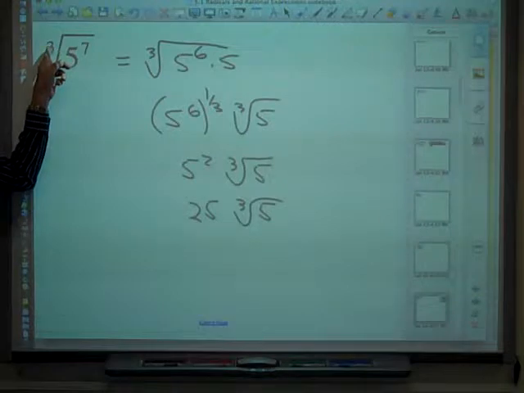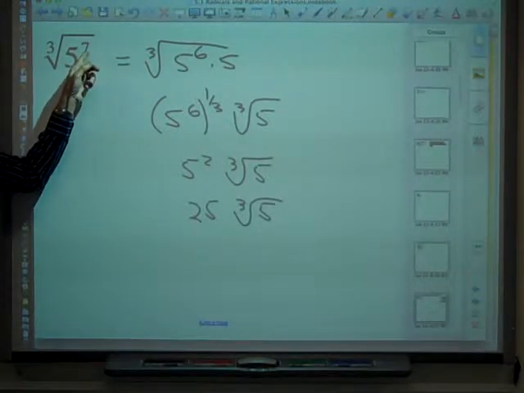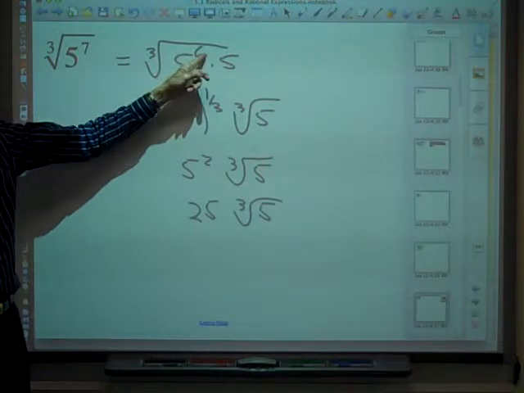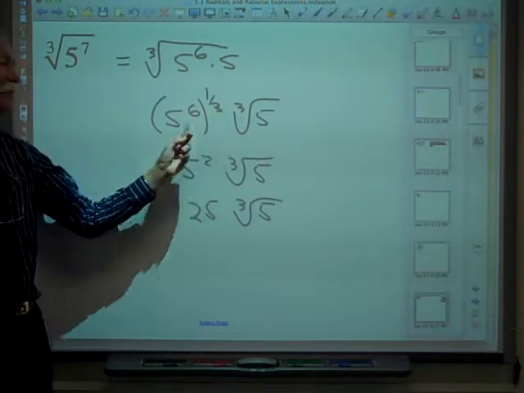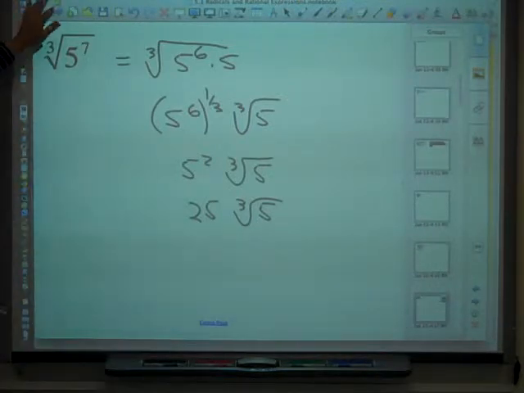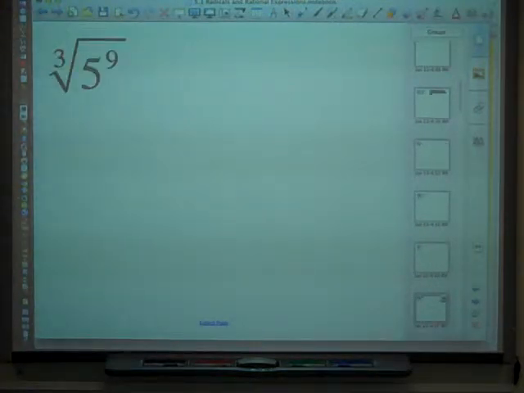Okay, so this is going to be 1/3 power. We need to find what we can do with 7. We can make 6, because 1/3 of 6 is 2. 3 divides 6 twice. Let's try 5 to the 9th.